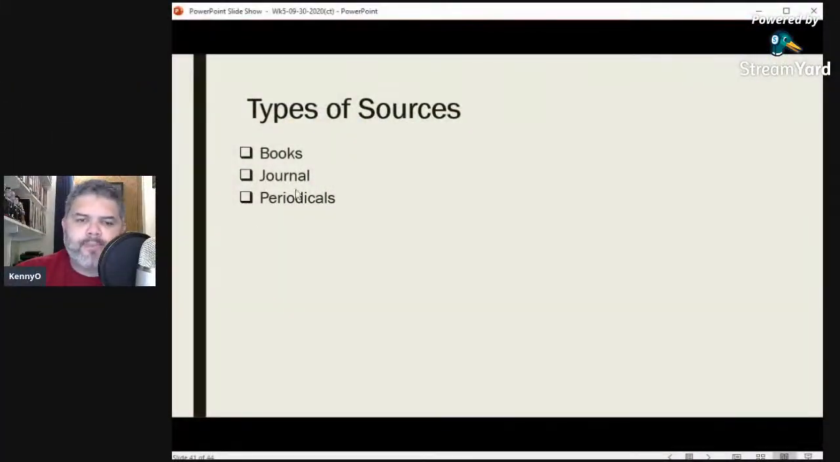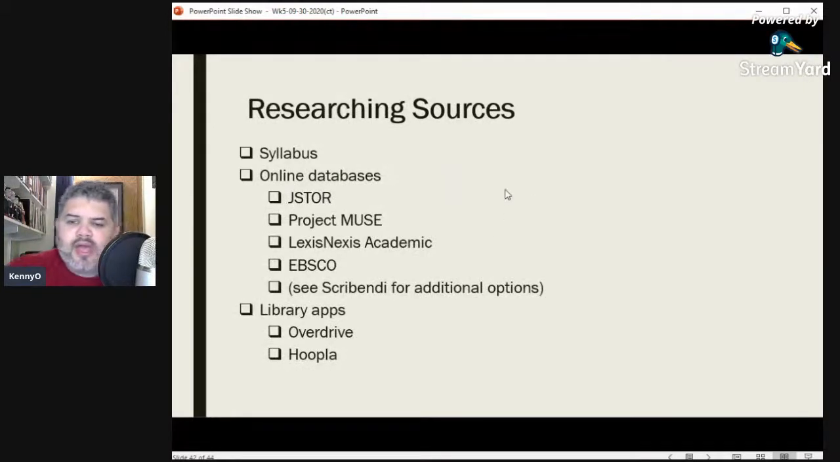Okay, there are different types of sources out there: books, journals, periodicals. I'm a big fan of journal articles because it's just easier to get through journals than it is books, to be honest. So I'm a big fan. I encourage you to check those out.